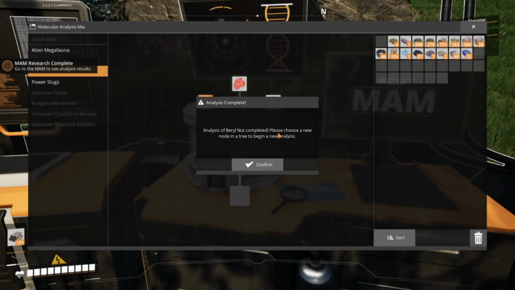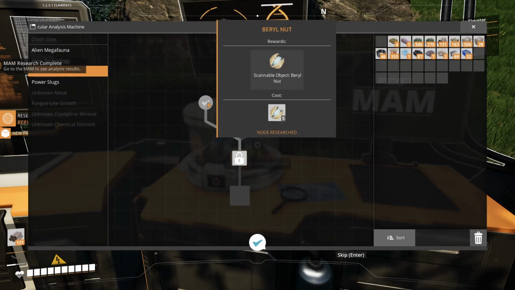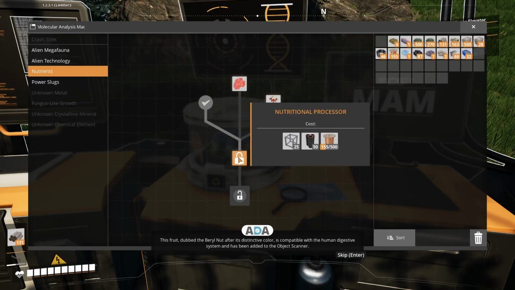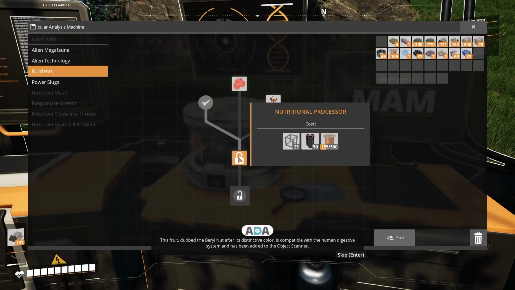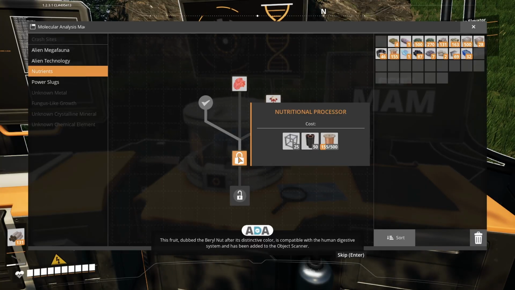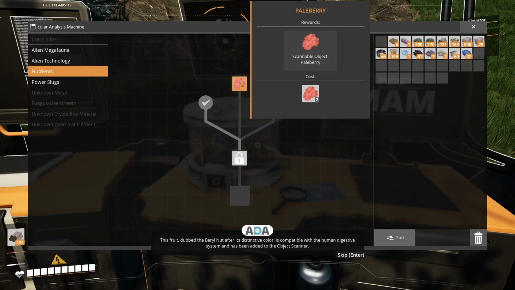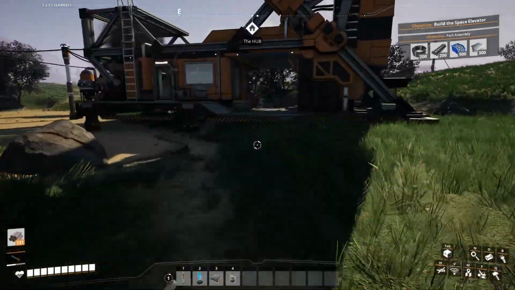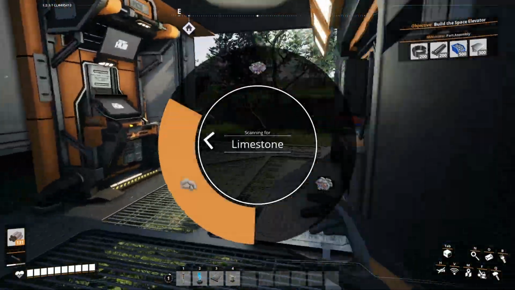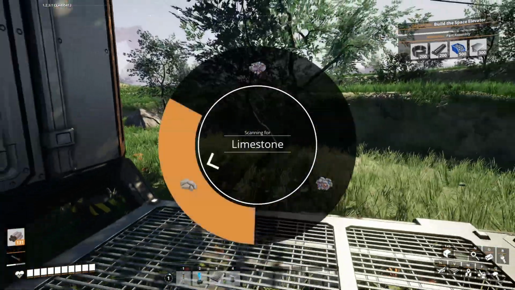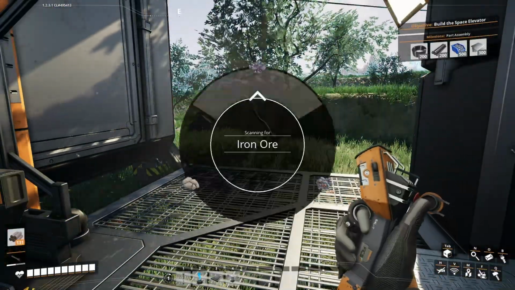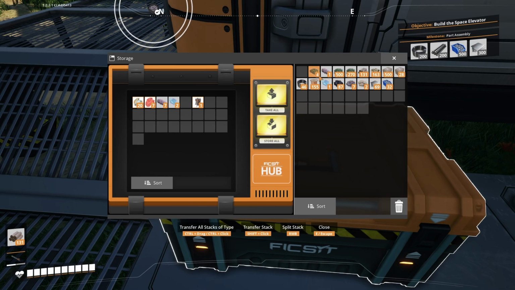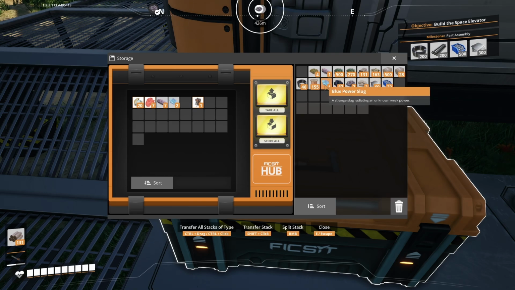Analysis of barrel nut completed. This fruit, dubbed the barrel nut after its distinctive color, is compatible with the human digestive system and has been added to the object scanner. Further research is available. Oh, wait. Can I... You said you added it to the object scanner. Why can't I scan for it?